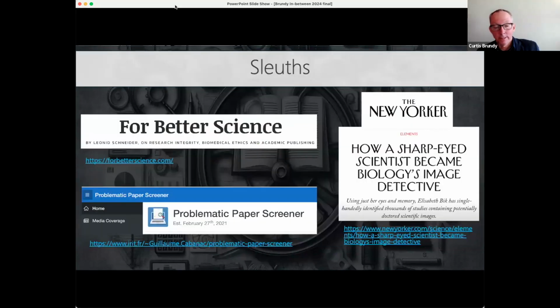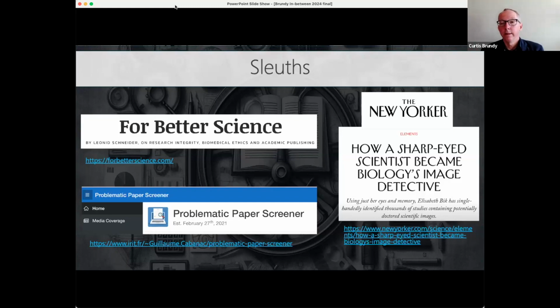And then on to the sleuths. I'm not going to say a lot about them, but thank goodness we have this volunteer group of folks who care enough about science to do what they do. It still amazes me that it's been the volunteer sleuths and Retraction Watch that are really helping to hold the line on integrity for all of us. And I would just like to say publicly, what a remarkable effort to everybody who's sleuthing, everybody who's doing this work and posting on PubPeer. Hats off to all of you.